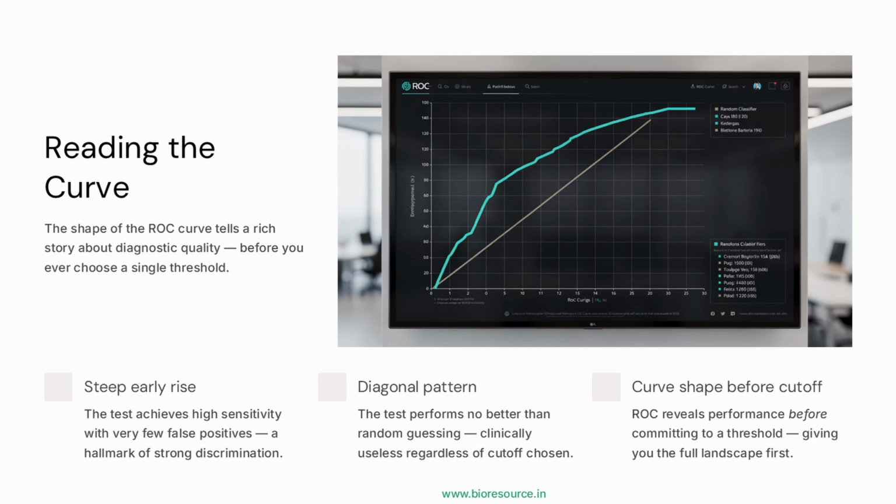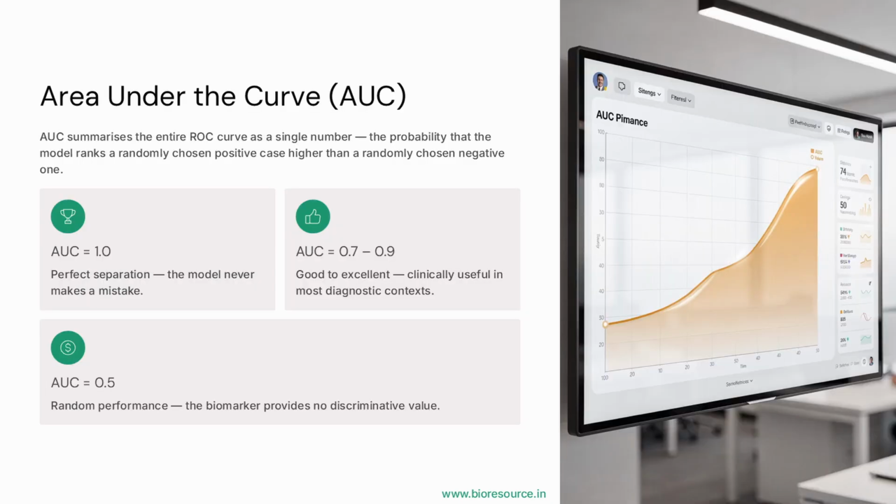We now summarize this curve into a scalar metric. The area under the curve, or the AUC, represents the integral of the ROC curve. It has a probabilistic interpretation: the probability that a randomly selected diseased sample has a higher score than a non-diseased sample. An AUC of 1 is perfect discrimination, and an AUC of 0.5 means no discrimination.